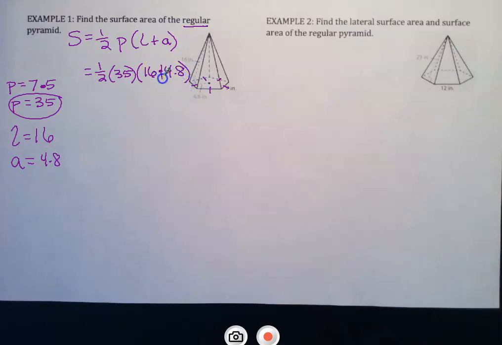Plus 4.8. Plus. It's okay. Do the math. It would be 35 times 20.8. Yep. Or half of that. So if you wanted to do 20.8, do 10.4. 35 times 10.4.